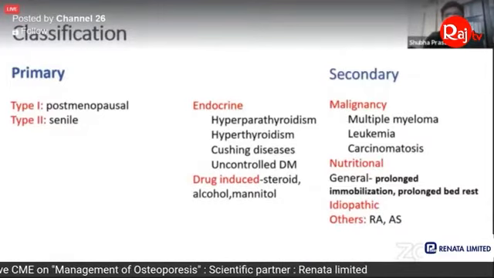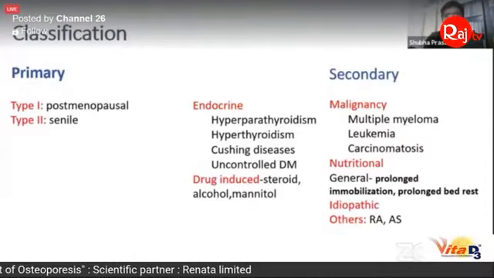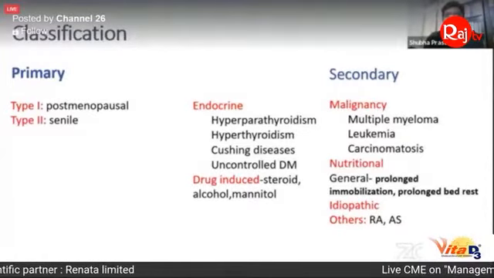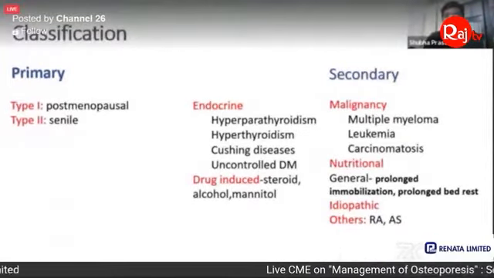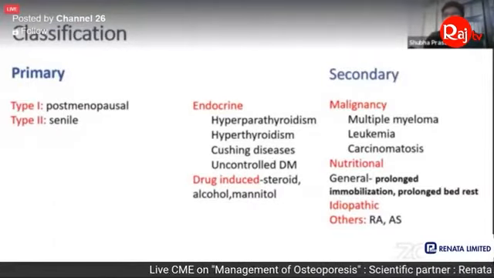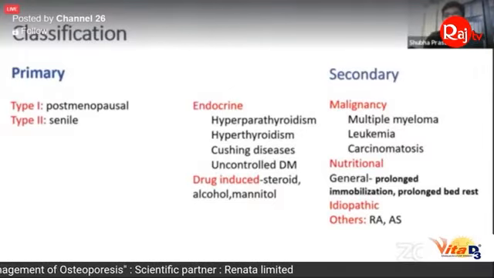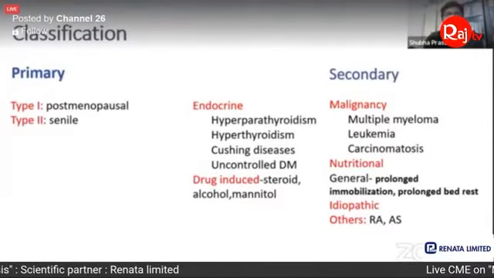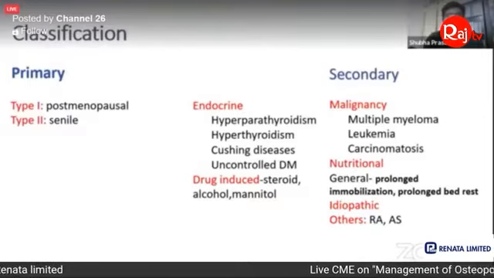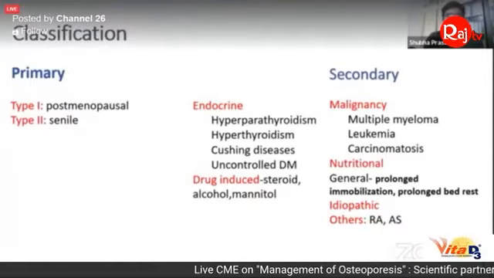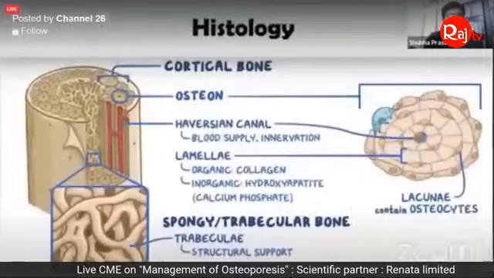And there are some secondary causes of osteoporosis, like some endocrine disorders, some drug-induced disorders, malignancy, nutritional disorders, and some idiopathic causes. And a very important cause is prolonged bed rest, and sedentary people with less physical activity, which is another cause of osteoporosis.